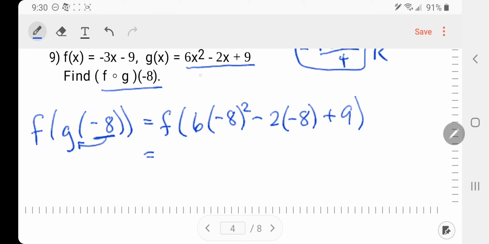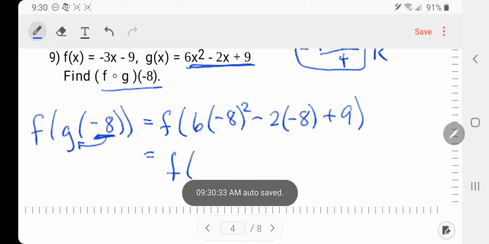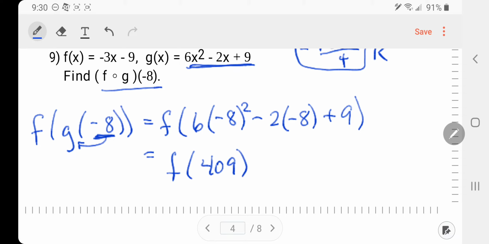So where did I get all of that? That's from this function, replacing every x with -8. And then I need to work that out. So I'm going to go to my handy dandy calculator because it's a little bit faster. That's going to be 6 times -8 squared minus 2 times -8 plus 9, all at one time on the calculator, 409.